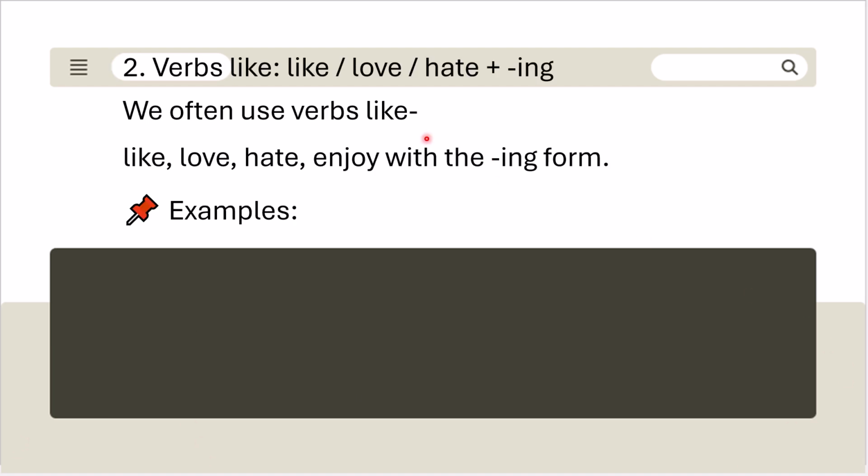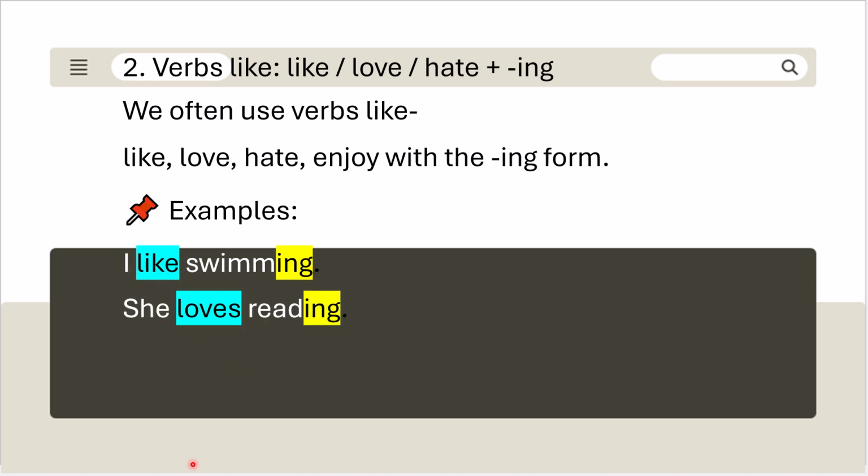Next, how we can use like, love, hate plus ing. These are the verbs which we can use with the ing form. Examples are given here. I like swimming. It is swim. So what do we do? We are using these words like, love, hate, enjoy. So I like swimming.